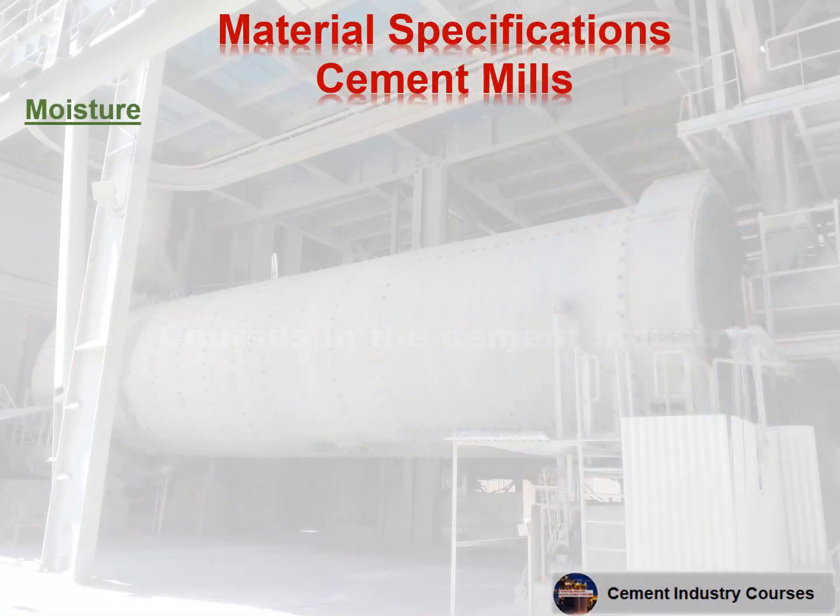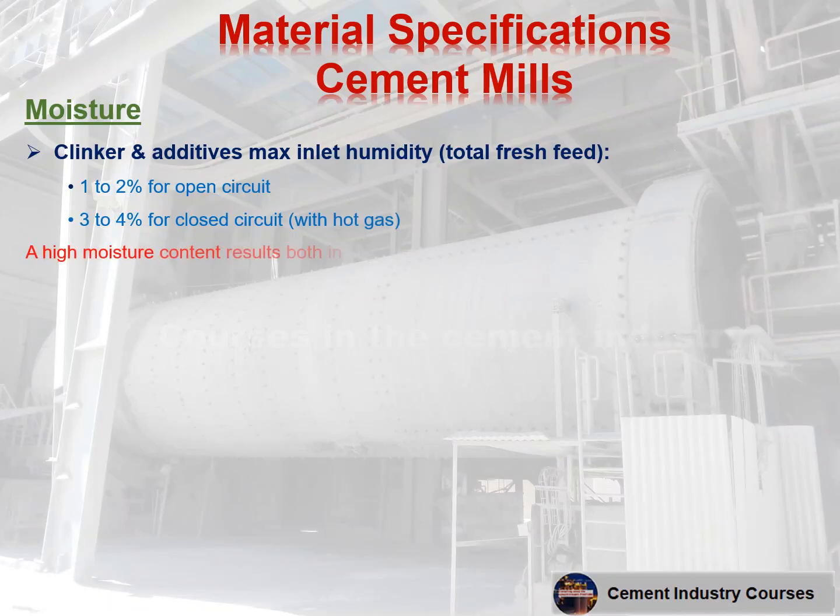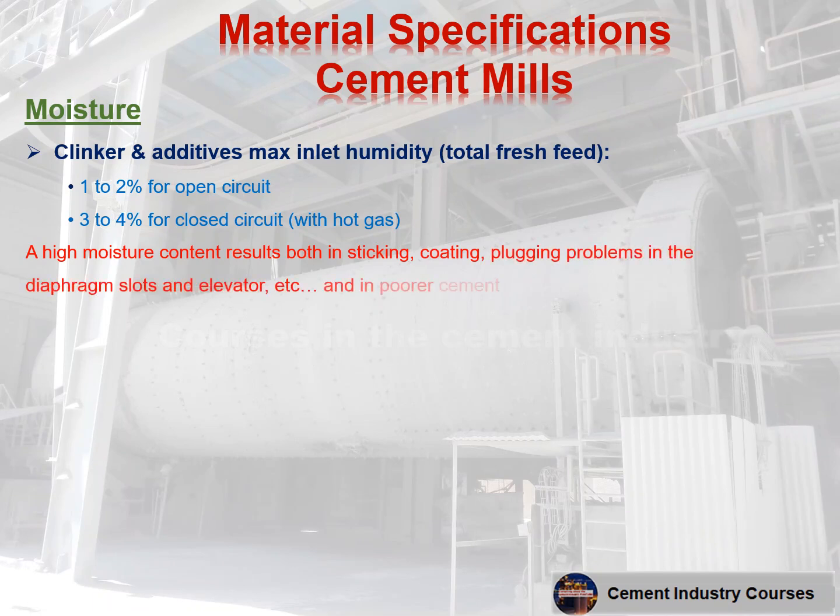Moisture. Clinker, additives: maximum inlet humidity, total fresh feed 1 to 2% for open circuit, 3 to 4% for closed circuit, with hot gas. A high moisture content results both in sticking, coating, plugging problems, in the diaphragm slots and elevator, and in poorer cement quality.